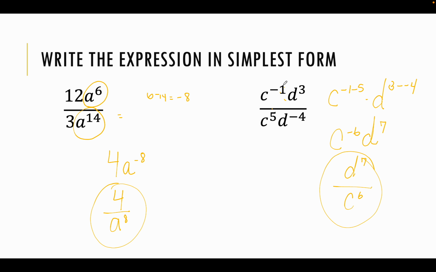If you wanted to get rid of the negatives first, you could simply by bringing the d to the -4th to the top and bringing the c to the -1st to the bottom, and that would look like this: d to the 3rd times d to the 4th, and then c to the 5th times c to the 1st, which would give us the same exact answer of d to the 7th over c to the 6th. So either method or strategy is going to work for you there.